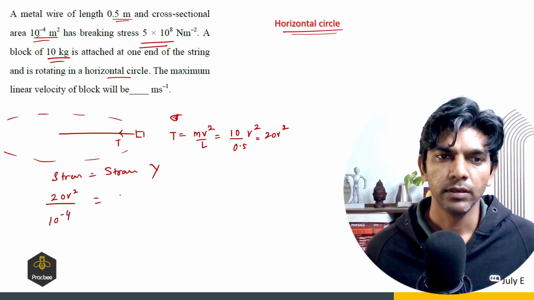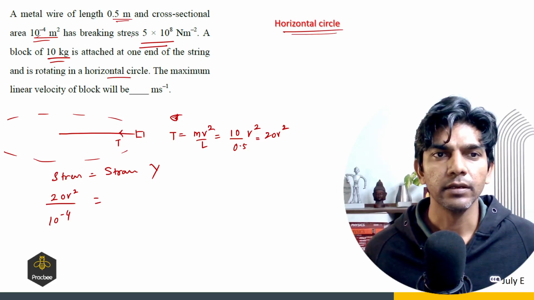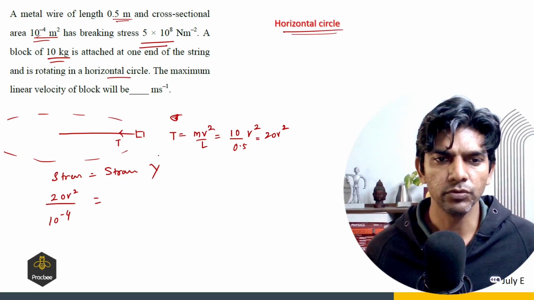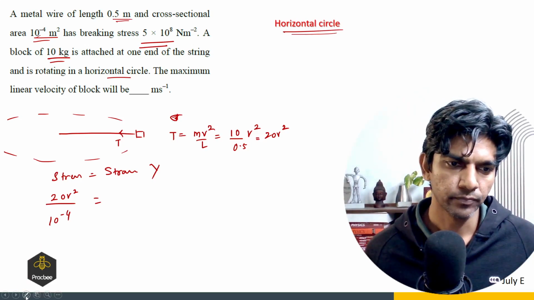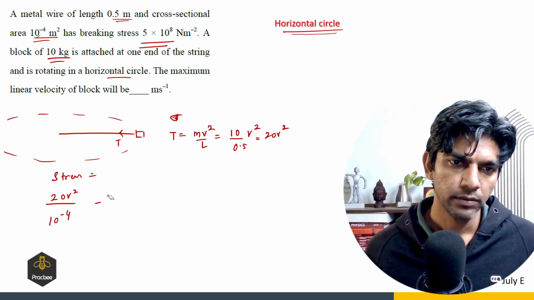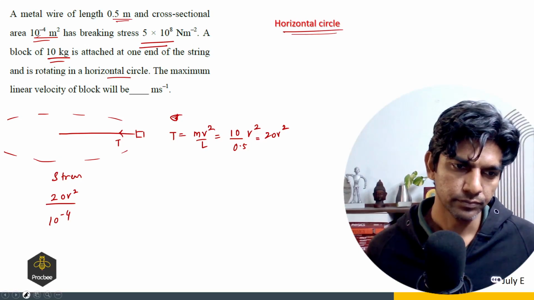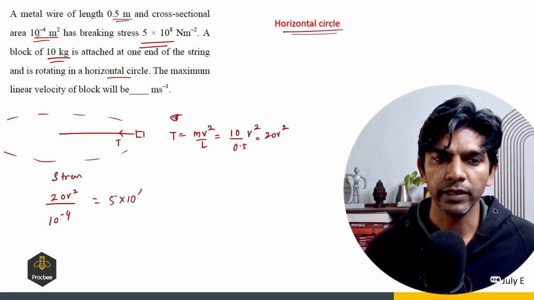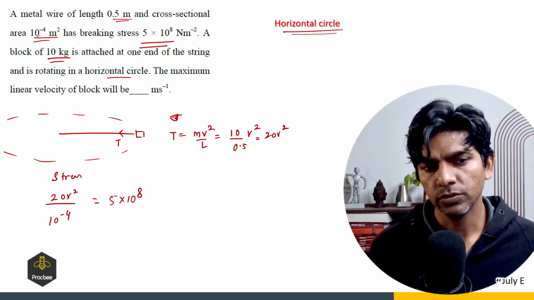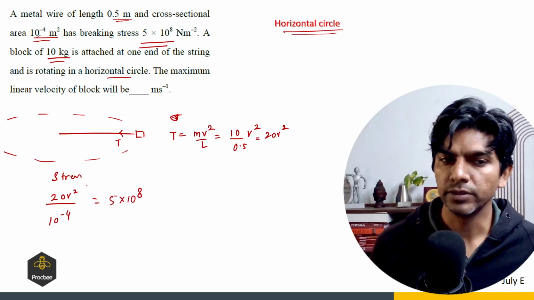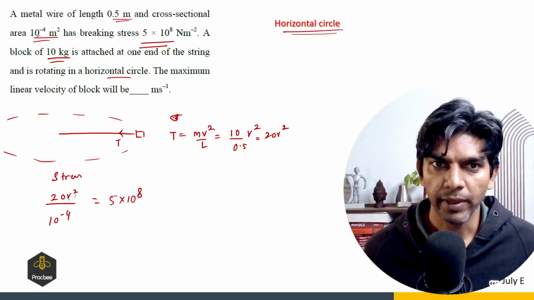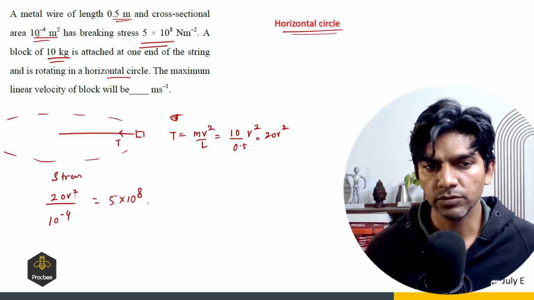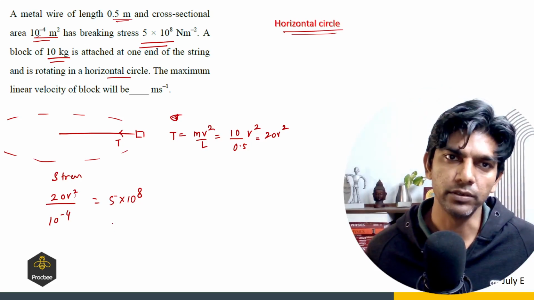Breaking stress is given, so no need to apply the strain formula. That is not required. So we got the stress, and the stress is given as 5 into 10 raised to 8. So V depends upon the stress. Greater the stress, greater the speed. So the maximum speed will be obtained when the stress is maximum, which is 5 into 10 raised to 8.